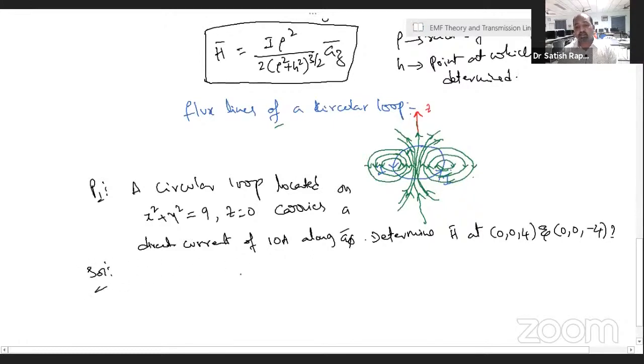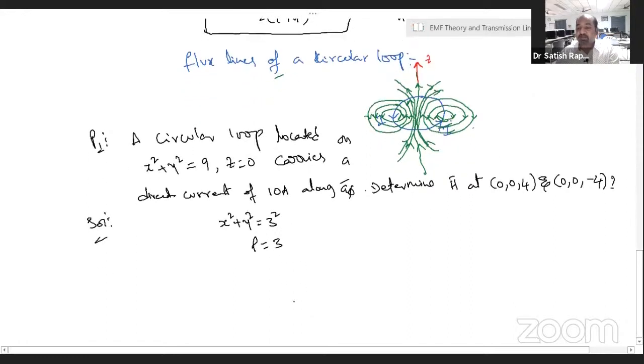A circular loop is given. x square plus y square is equal to 3 square, since 9 is 3 square. Therefore rho is equal to 3. The radius of the circle is 3, and z is equal to 0. That means the circle is on the XY plane, as we have discussed earlier.